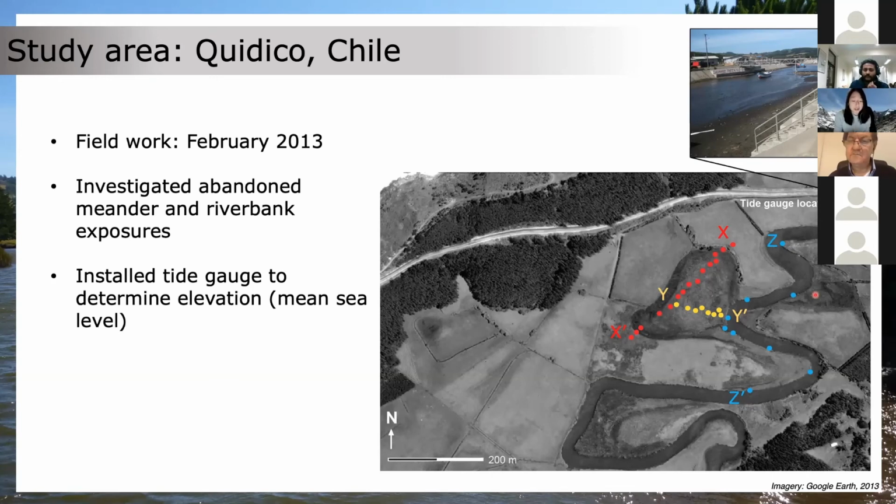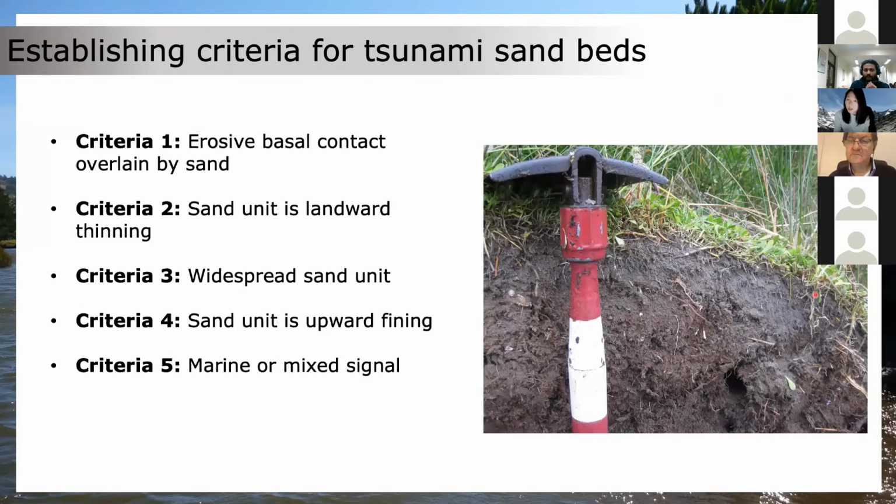So I'll move on to talking about these criteria. Using previous studies outlining criteria for tsunami deposits, and also using the 2010 tsunami sand bed to guide our interpretations of older deposits, our evidence for deposition by tsunamis that inundated the floodplain includes these five criteria. The first criterion is an erosive basal contact overlain by sand. The second criterion is that the sand units had to be landward thinning. The third criterion is that the sand units were widespread. The fourth criterion is that the sand units were upward fining. And the fifth criterion was that there would be independent measurements using other proxies, such as microfossils, to indicate that there was a shoreward signal, or marine or mixed signal, of the tsunami sand beds.